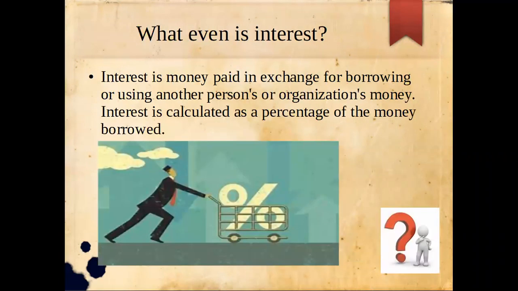So what even is interest? Interest is money paid for borrowing or using another person's, organization's or company's money. Interest is calculated as a percentage of the money borrowed. An example of this is if I put some money in the bank, they could use that money, and because they're using my money, they'll give me some money extra every year that my money is in the bank account. Hope that makes sense.